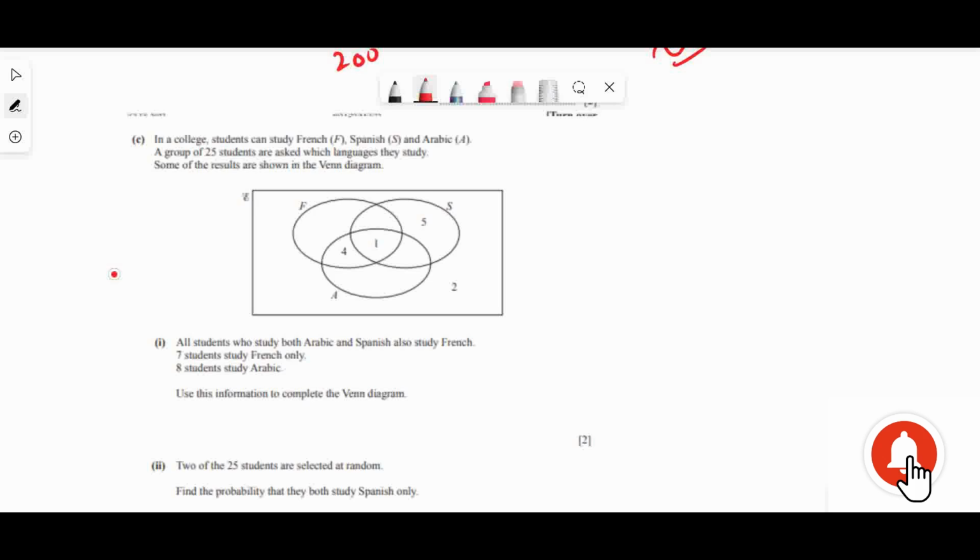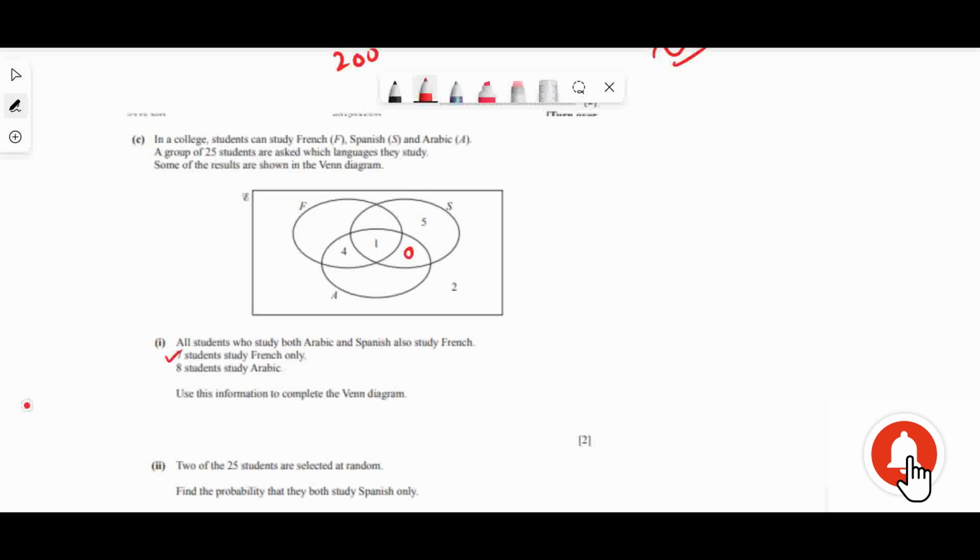They are saying that all students who studied both Arabic and Spanish also studied French. So this portion must be 0, because it is not possible that one student is studying Spanish and Arabic and will not study French. So that is why this portion will be 0. Now 7 students have studied French only, and 8 students studied Arabic.